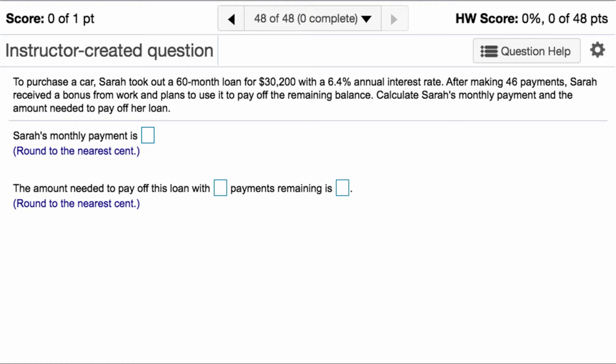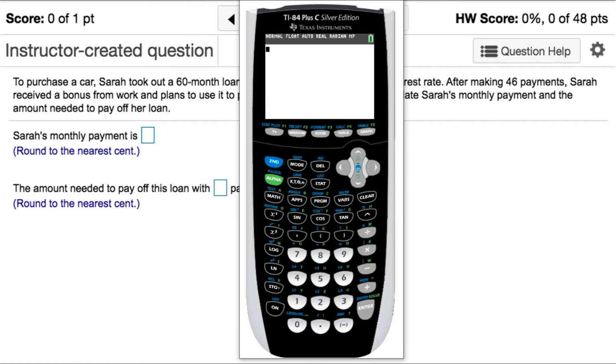So first, calculating the monthly payment is the same as any of the other loan amortization problems that we've dealt with. As a reminder, loan amortization is when we find the payment that will pay off the loan in an exact number of payments, in this case 60. So we'll grab our calculator. We'll go to Apps, and then Finance, and then Tvm Solver.